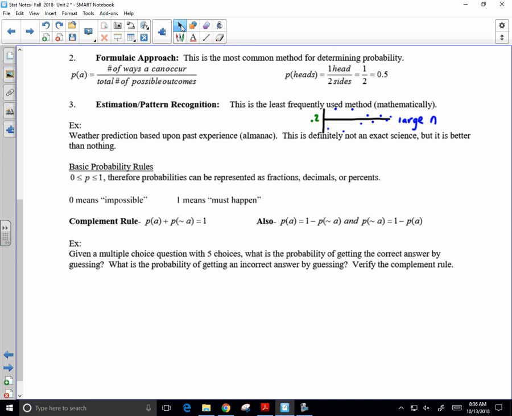Basic probability rules: always between 0 and 1. Therefore, probabilities can be represented as fractions, decimals, or percents. I recommend fractions, not because I'm a math teacher, and math teachers for some reason really like fractions, but because you'll have an easier time providing an exact answer in fraction form. You generally don't have to round fractions. So you don't have to worry about rounding instructions, rounding rules, losing credit for that kind of stuff. And also, it's exact.